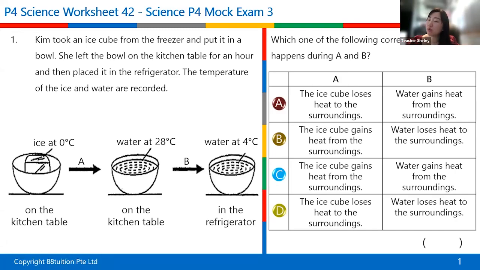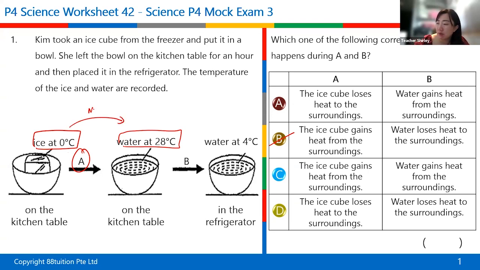Now this question. Kim took an ice cube from the freezer. Yes, Grace. B. She left the bowl on the kitchen table for an hour and put it in the refrigerator. What happened during A? During A, it went from ice to water. So it actually melted, right? This process is called melting. For the ice to melt, it must gain heat, because melting is a gain heat process. So yes, it gains heat from the surrounding.